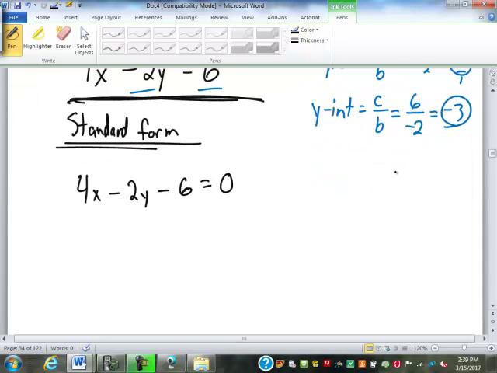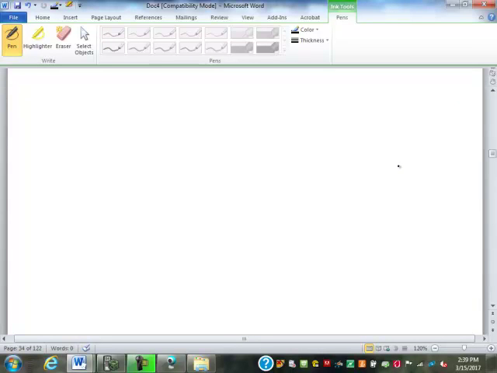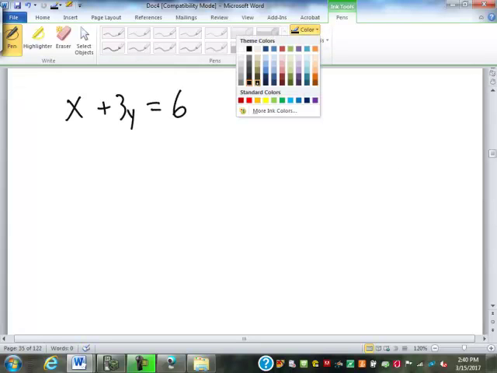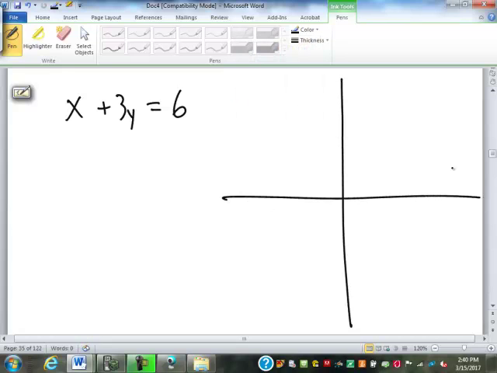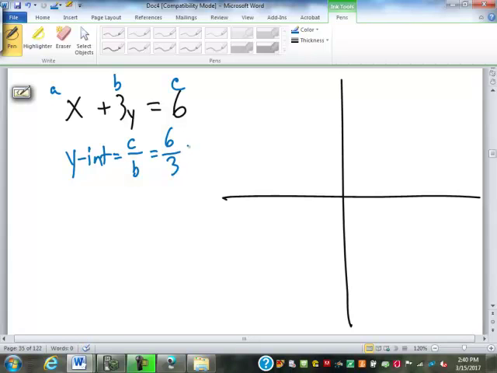So anyway, let's say I want to graph one of those equations. So I give you the equation x plus 3y equals 6. Of course, to graph this, the first thing I need to know is my y-intercept. What's that going to be? Well, ABC, remember y-intercept is c divided by b. So that is 6 divided by 3, which gives us 2. So our y-intercept is 2.